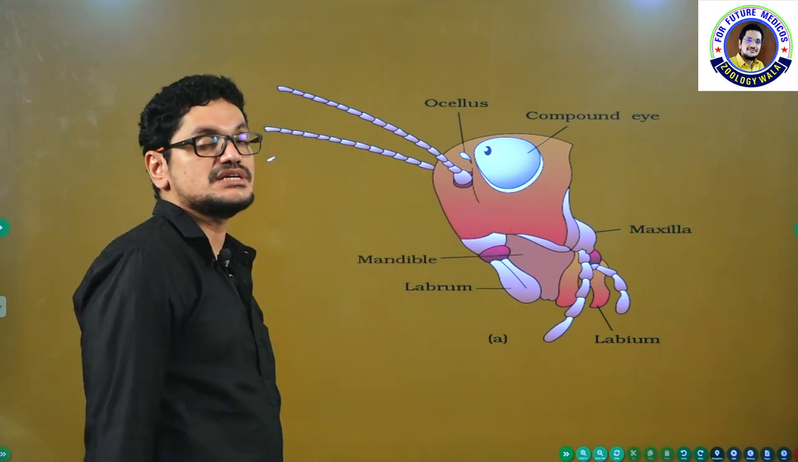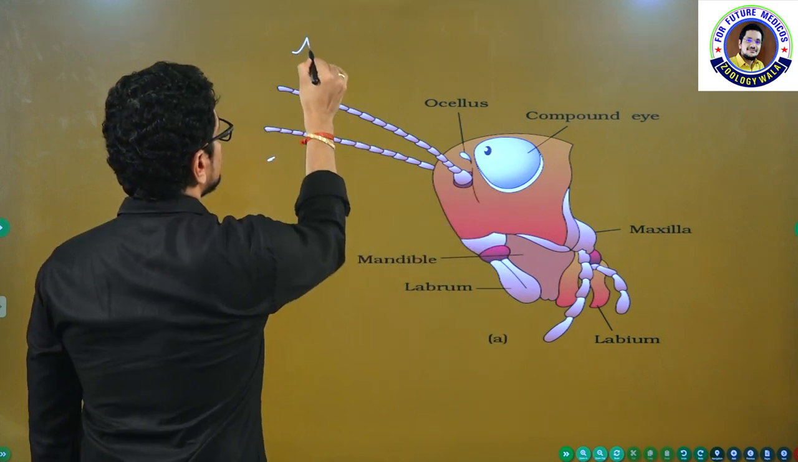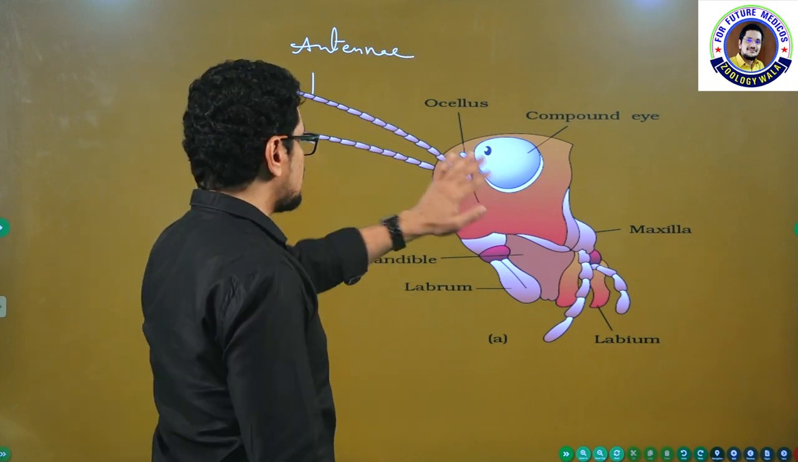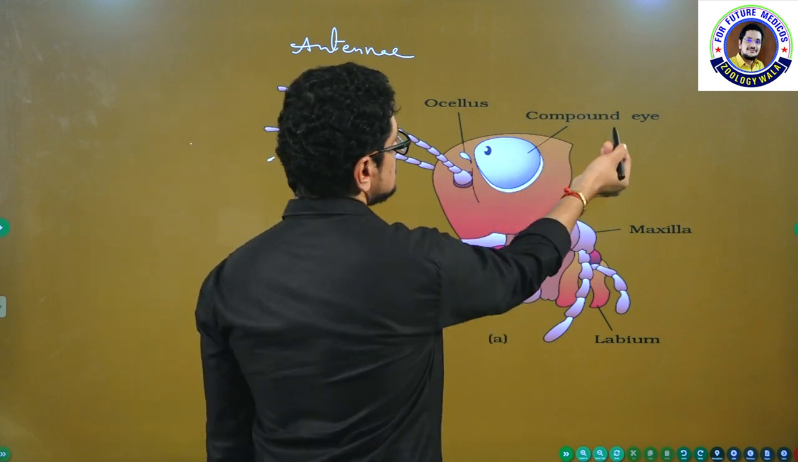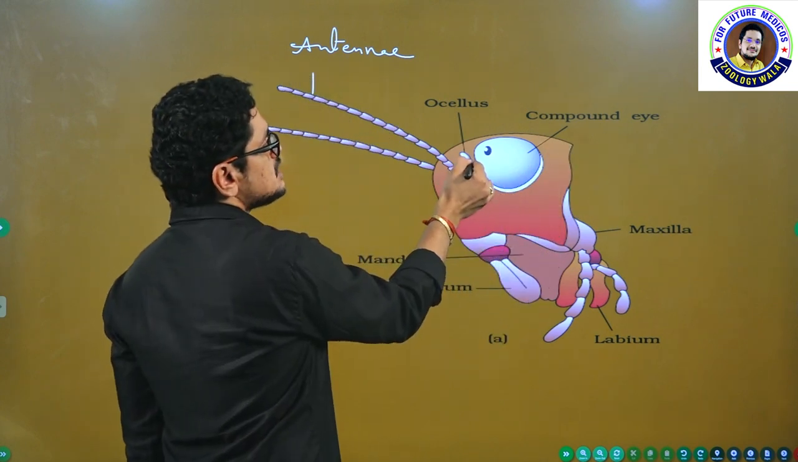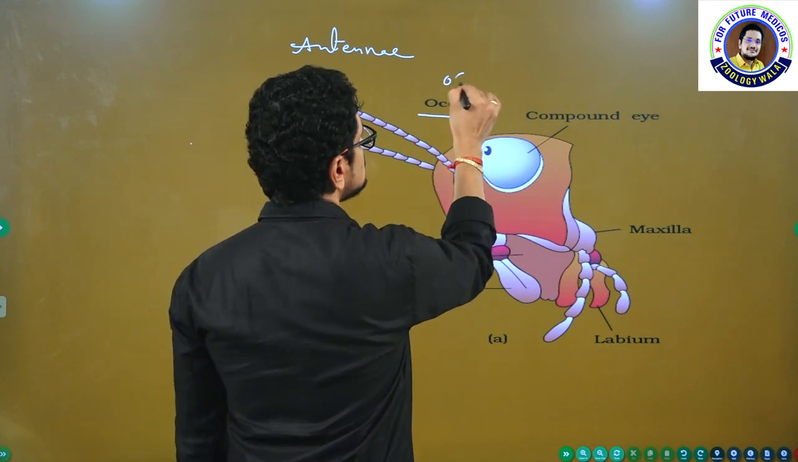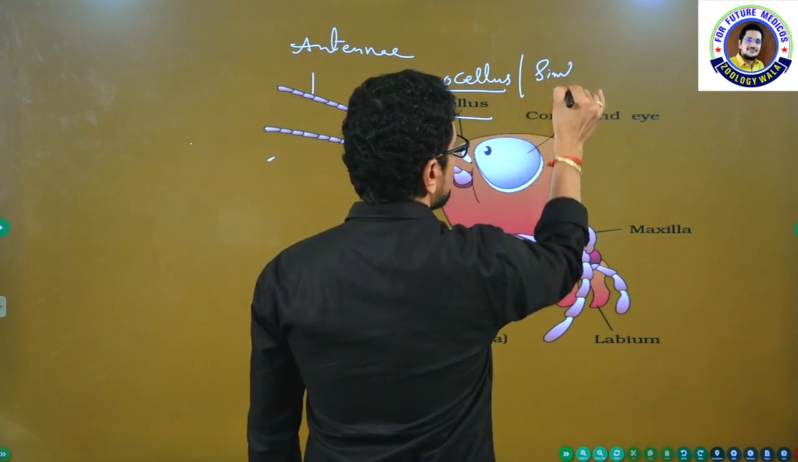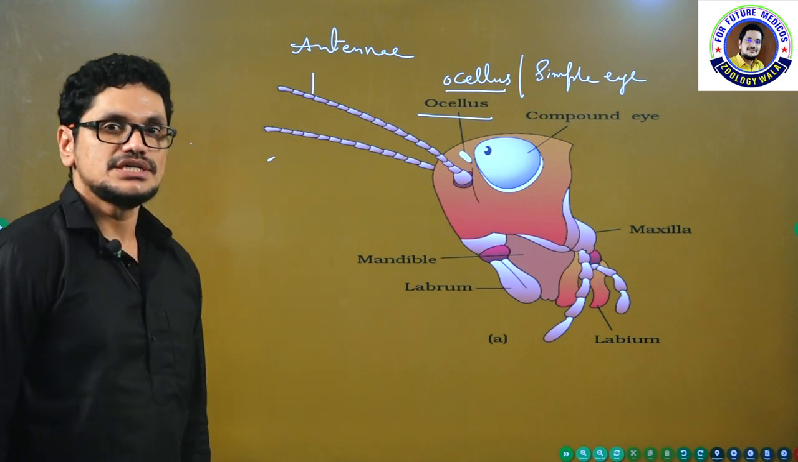This is another important CBSE statement you have to remember. Antennae are present in front of eyes. So this is compound eye, and this is a small structure present here. I think you might have noticed it. This is called ocellus, O-C-E-L-L-U-S, which is also called simple eye. Ocellus singular, also called simple eye.